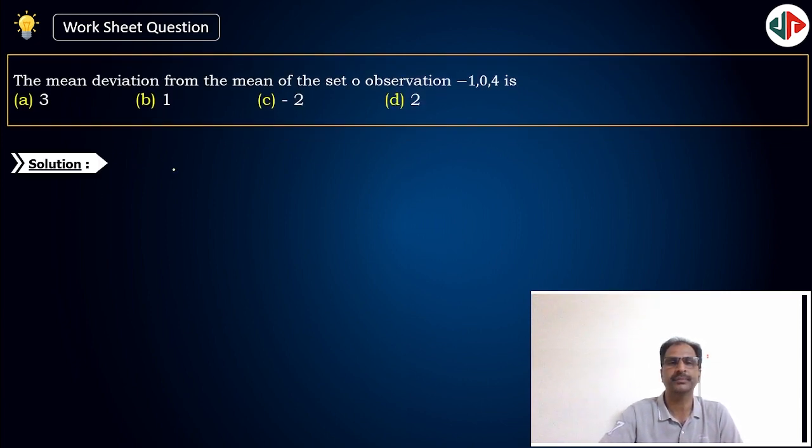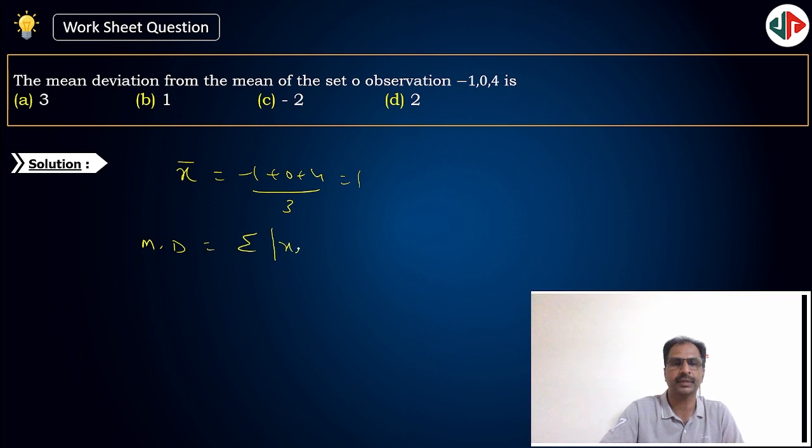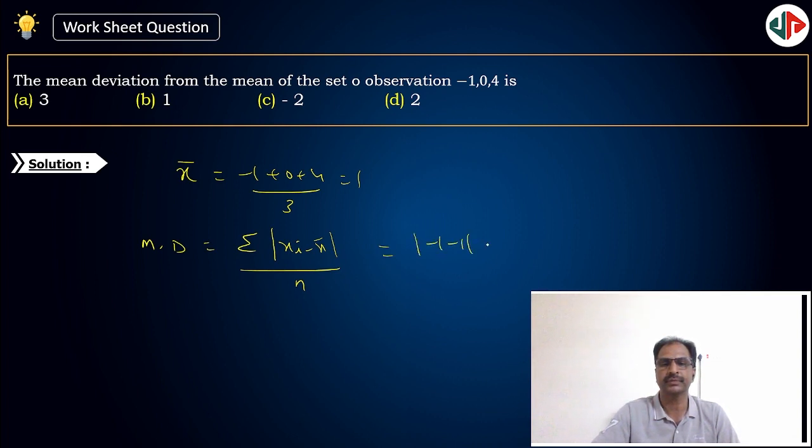It's mean deviation from mean of the given observations. First find the mean, sum of observations by number of observations, which is 1. Next, mean deviation is nothing but sigma modulus xi minus x bar by number of observations. So minus 1 with modulus, 0 minus 1 with modulus, 4 minus 1 with modulus, by 3. Modulus of minus 2 is 2, 1, 3, by 3, which is 2.